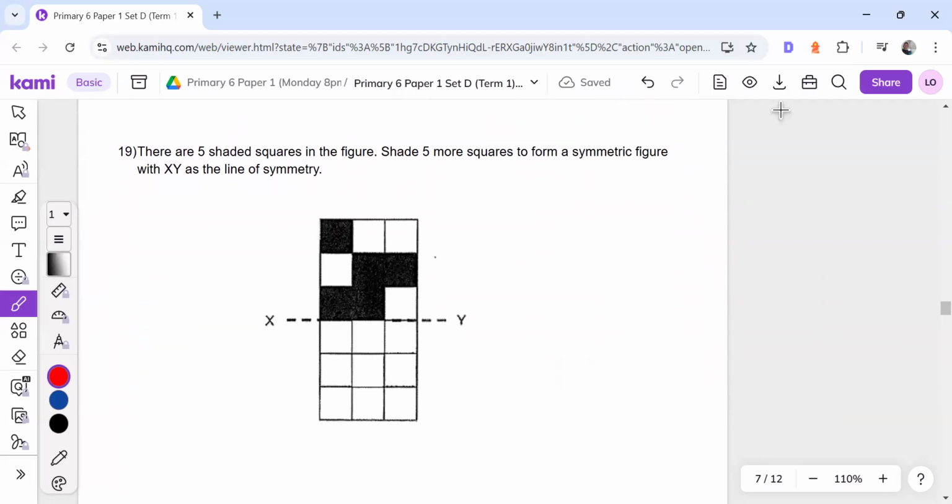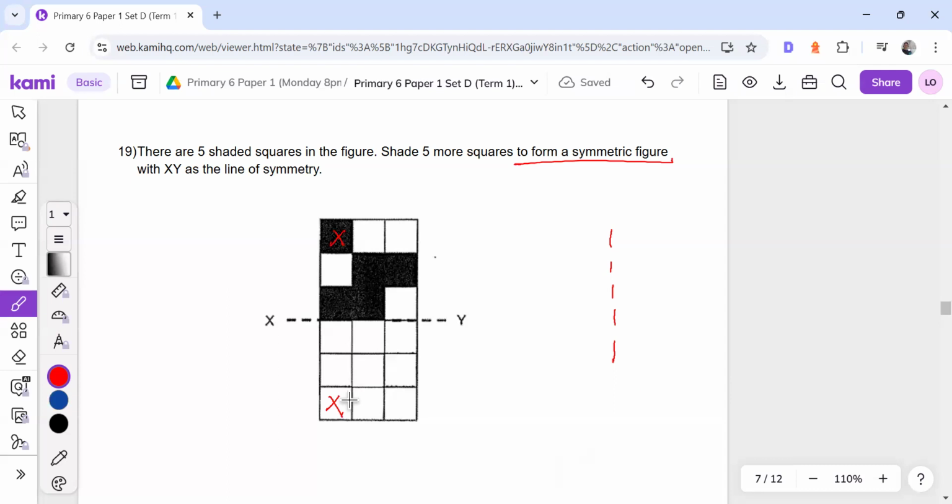So what are the 5 squares that you must color to form a symmetric figure? Now, to do this kind of question, you don't want to turn your head because it's very hard. So you turn your paper so that the symmetry line is vertical. Then you just look left and right. Easier to see. So if I turn the paper, what will happen? This square and opposite, there's no square.